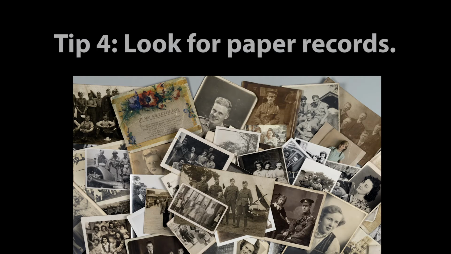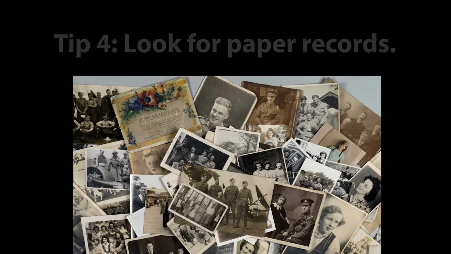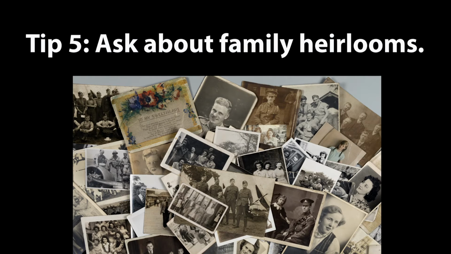Look for paper records. Documents such as census records, birth, marriage, and death records, and even newspaper archives can be found online and through our own website, iowaculture.gov. And ask about family heirlooms. Some families have objects or photographs that have been passed down through generations. These objects can provide information on people from the past, and it's always great to hold on to something that tells a story.